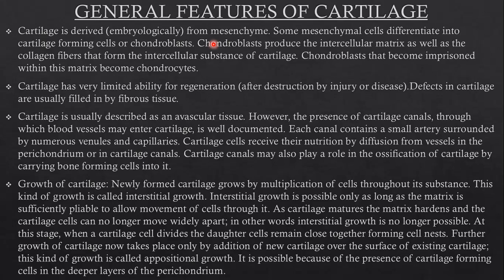Two, cartilage has limited ability for regeneration. It is a poor regenerative tissue. Why? Remember, it is avascular. So the cells cannot move to the site of injury for repair, for regeneration. So it has poor regeneration. Three, cartilage is defined as avascular. However, there is presence of cartilage canals through which blood vessels may enter the cartilage. Okay.